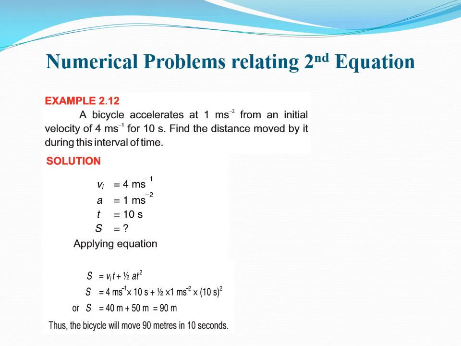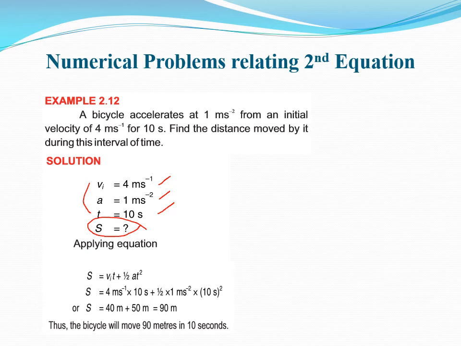So here you see that in this example, a numerical problem, the initial velocity of the body is given, and it is given that the body is accelerated at 1 meter per square second. So after time 10 seconds, how much distance is traveled? It is a prediction based on the initial data provided. So these equations of motion help us to predict the future given the present.